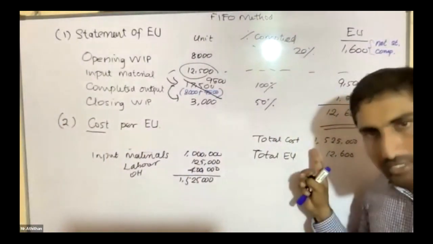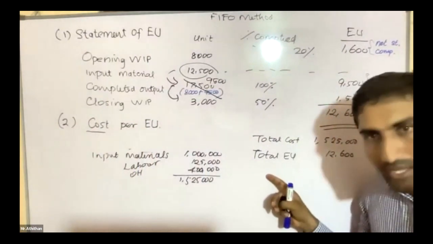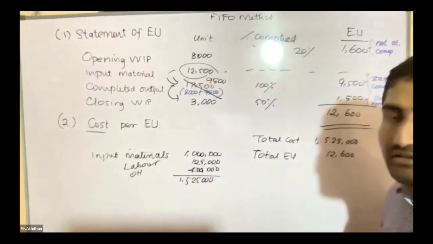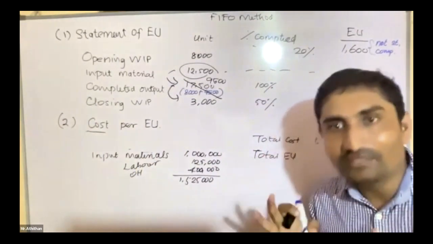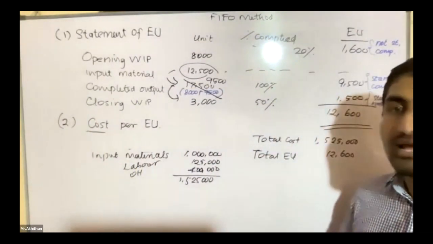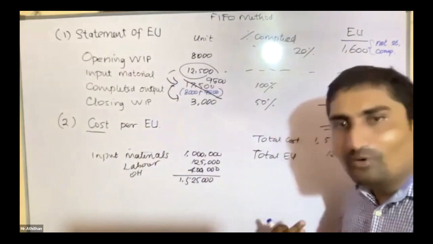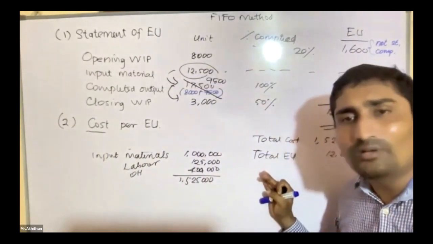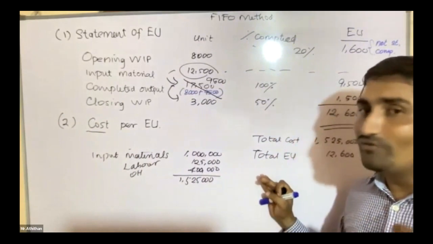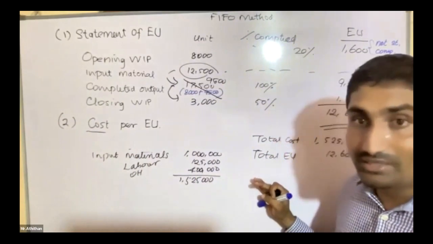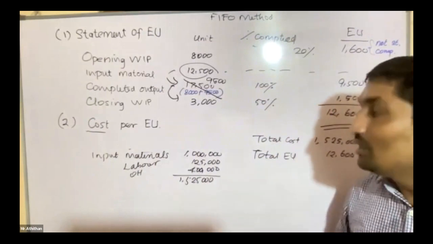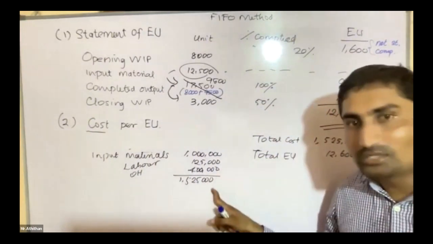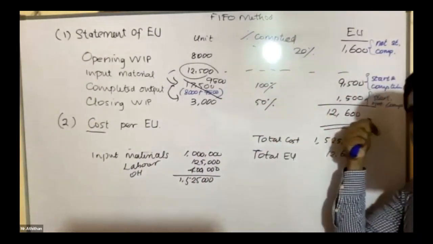We take the total cost and the total equivalent units for this month, because we are doing the accounts for this month. So we don't need to worry about the past month or the subsequent month. We are doing the process account for this month only. This is the total cost and this is the total equivalent unit.